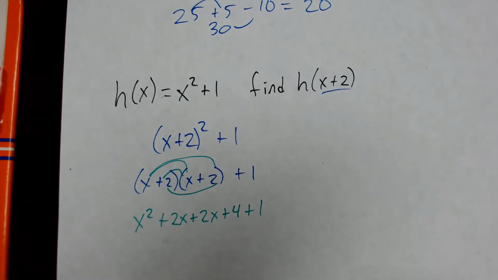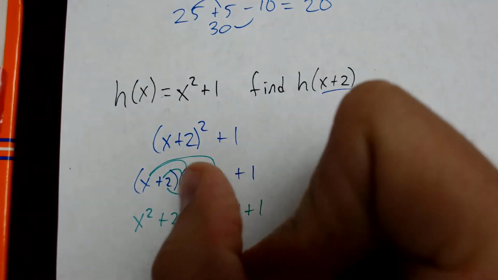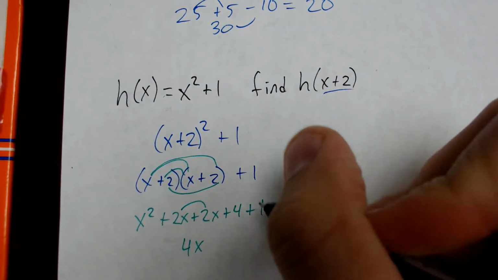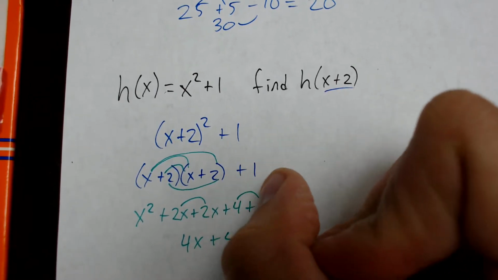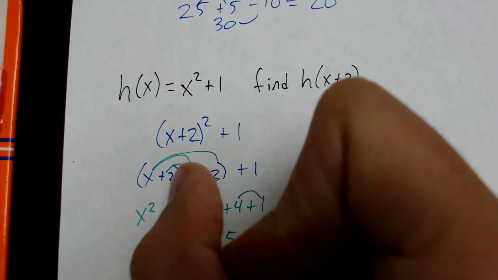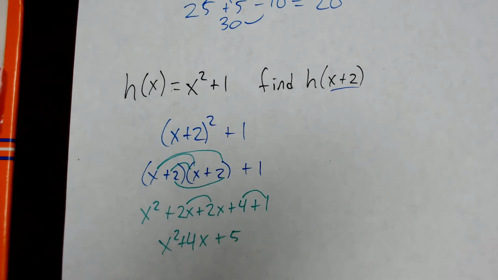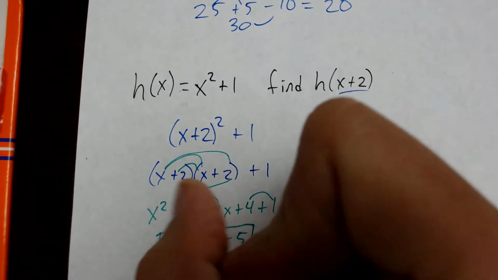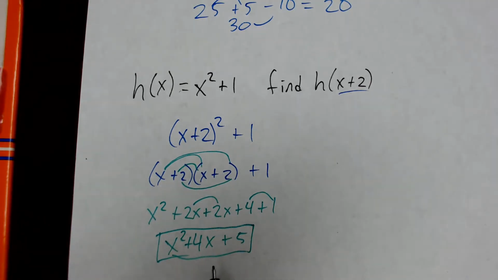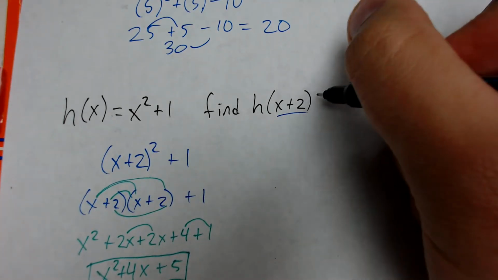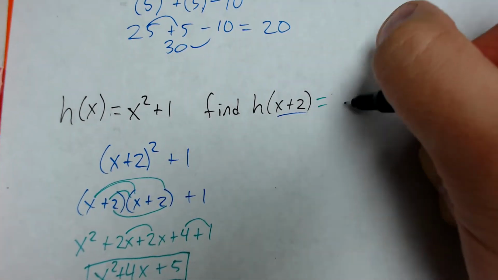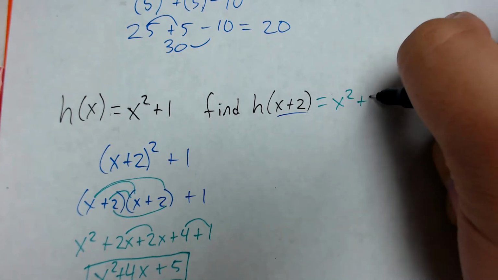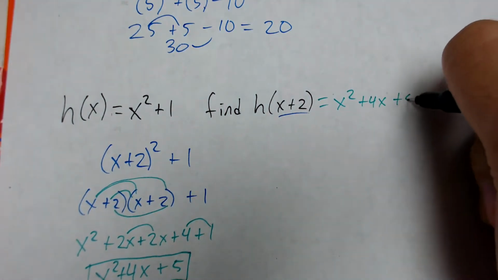Now I'm just going to add like terms. So 2x plus 2x gives me 4x. And then 4 plus 1 gives me plus 5. And then the x squared stays the same. So the answer here is just going to be x squared plus 4x plus 5. And that's as simple as we can write it. So h of x plus 2 equals x squared plus 4x plus 5.